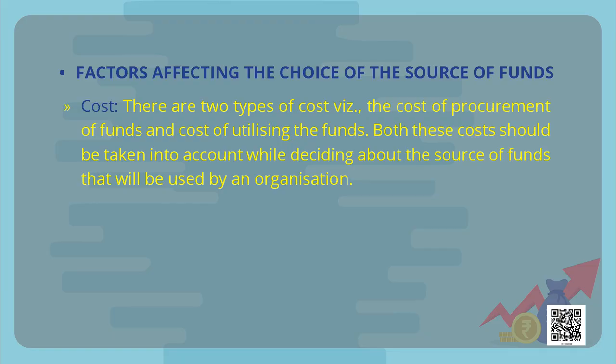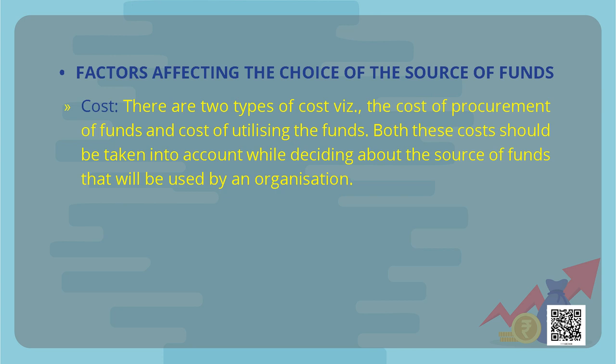Therefore, companies usually make a really valiant effort in making sure that they choose the source which is the most suitable for them. For this, they consider various factors. We will talk about five or six of them. The first factor that a company should consider is cost. Usually there are two types of costs while raising funds. Number one, cost of procurement. For example, when a company is issuing shares, it has to issue a prospectus, it has to hire underwriters, bankers, brokers, etc. That involves a lot of cost.